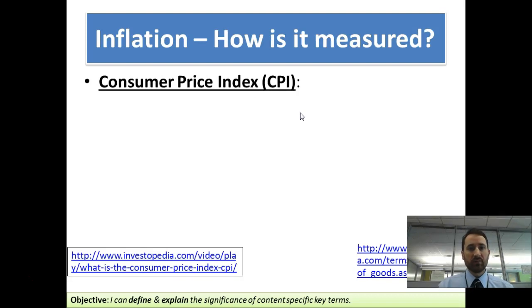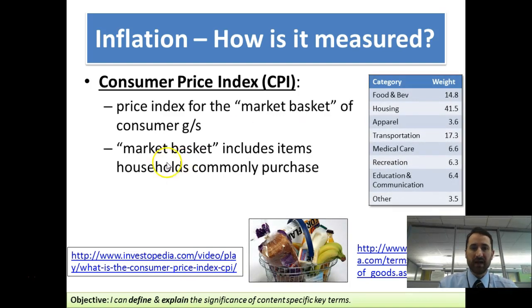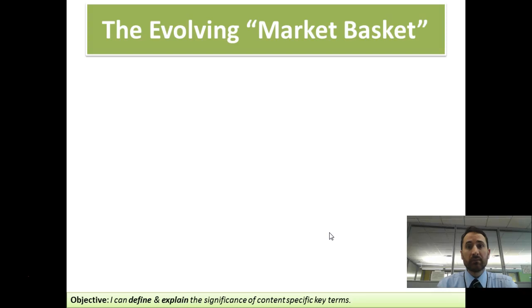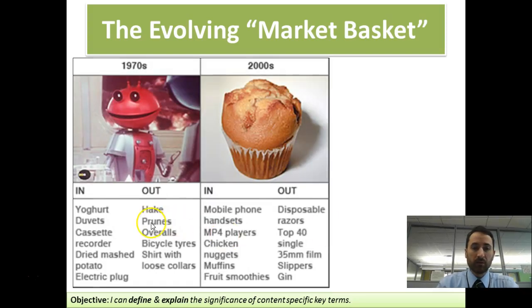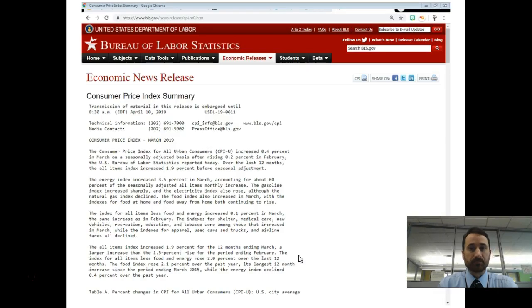So we measure it using CPI, and the CPI is the index for a market basket of consumer goods and services. That market basket are commonly purchased things. Think about what you bought last week and you're going to buy again next week or the week after. Those are your commonly purchased household items. That's what the government is tracking. They're tracking the price of those things to see if the price goes up or goes down over time. And that's how we measure inflation in the U.S. And that market basket evolves. Things that were popular at one time are no longer popular anymore, like cassette recorders and 35mm film. Today we're probably going to have smartphones in there.